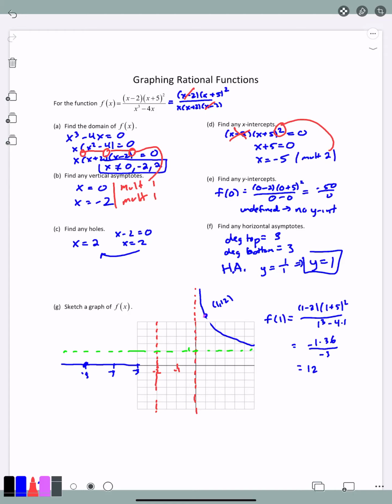And it turns out if you have an odd multiplicity and your graph goes up on one side of the vertical asymptote, it's guaranteed to go down on the other side of the vertical asymptote. Whereas if your multiplicity had been an even number, then both sides either go up or both sides go down. So by knowing that, I know if one side goes up here, the other side goes down. Then I know that in the middle here, I don't worry about the green line. The green line is only for far right and far left.